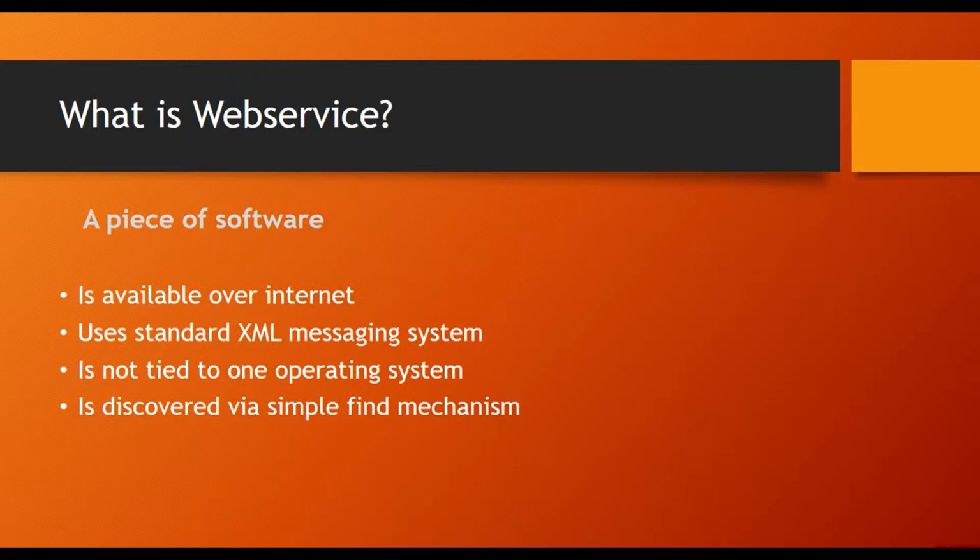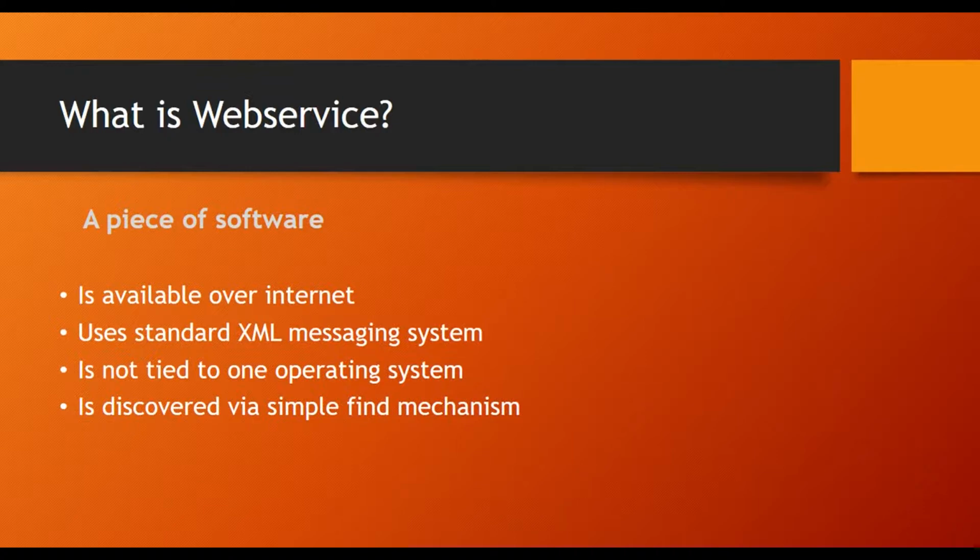It is always available over the internet. We don't have jars or APIs kind of stuff with services. There is a difference between web service and API basically. We'll get to that later. It uses a standard XML messaging system. So the communication which is happening between the client and your web service, your calculator functionality, is happening with the help of XML. This messaging system is nothing else but XML.